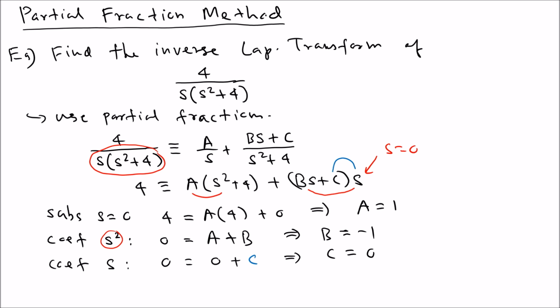Now we know the partial fraction for this, so we can write the final answer. 4 divided by s times s squared plus 4 is equal to, A is 1, so it is 1 over s, and then B is negative 1, so minus s over s squared plus 4. That's exactly what we want.